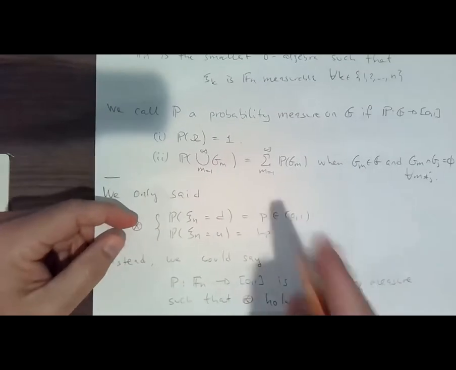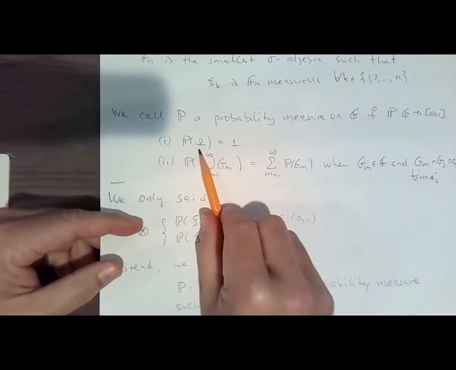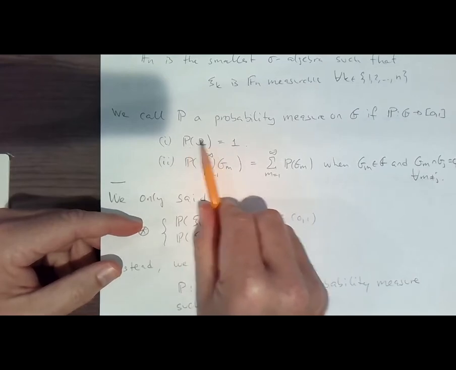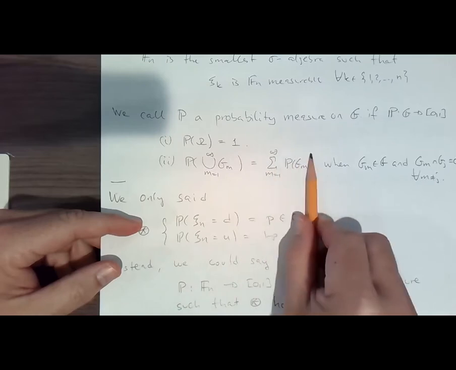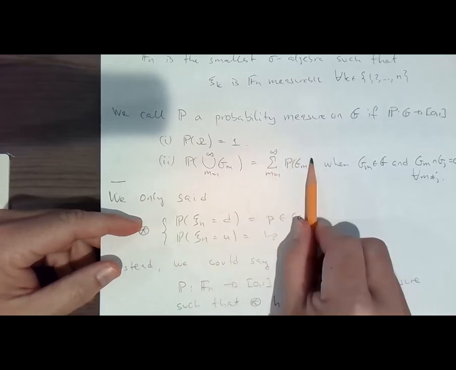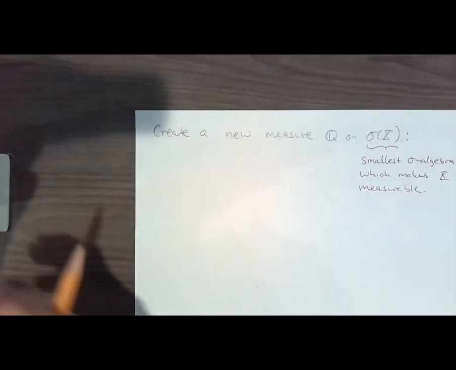It has to be that Q of omega has to be 1. And for Q of disjoint sets, you should just be able to sum them up. So we want to create a new measure, and how are we going to do it?